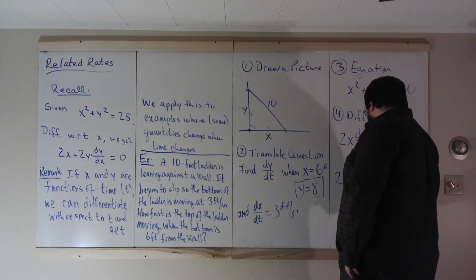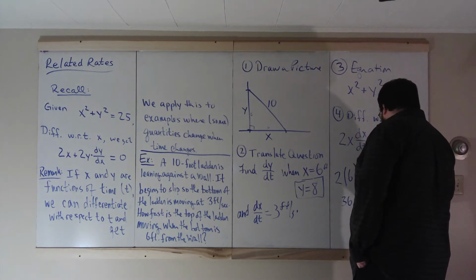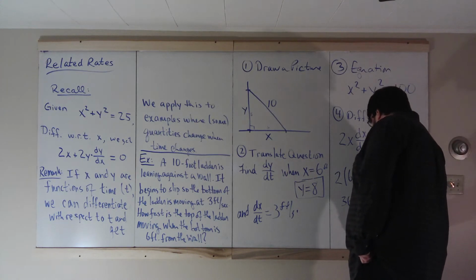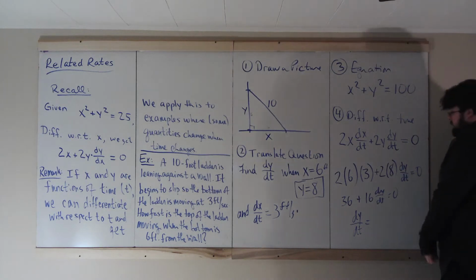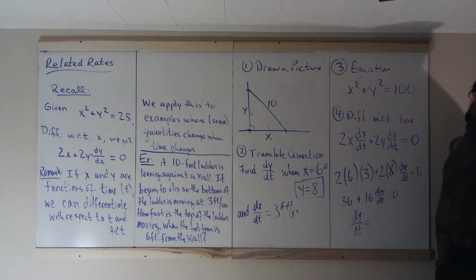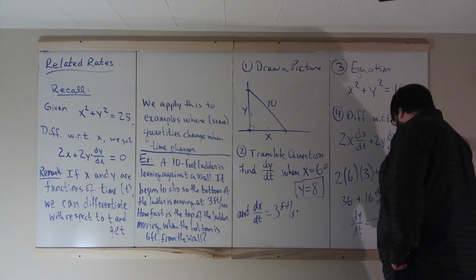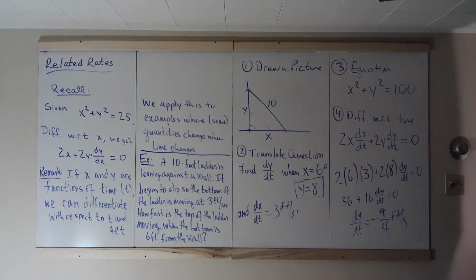So solve for that. What do we get? 36 plus 16 dy/dt equals 0. So dy/dt, subtract 36, divide by 16, you get 36 over 16 with a negative. So what's that? 18 over 8 with a negative, 9 over 4 with a negative. And units feet per second. So we get negative 9/4 feet per second.